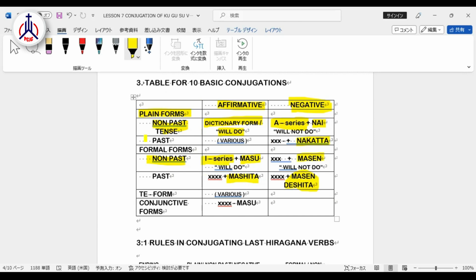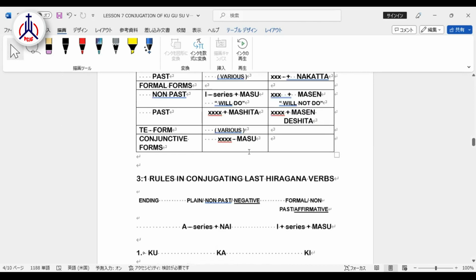Okay, maybe you would ask why this is various. Why is the te form also various? Because the ending will change. The ending will change with the past tense and the te form. The conjunctive form is also the same. Nani-nani masu. Okay, so I will continue. We will go back to this table.